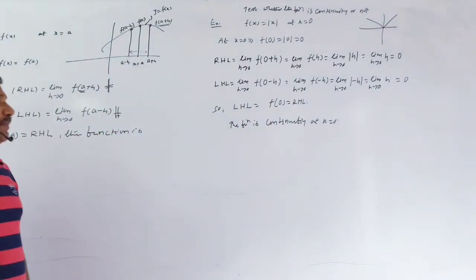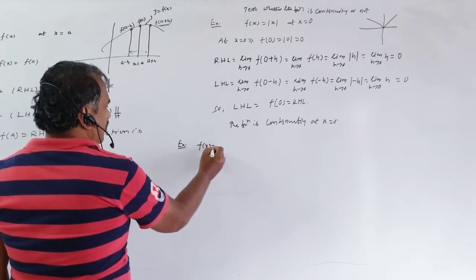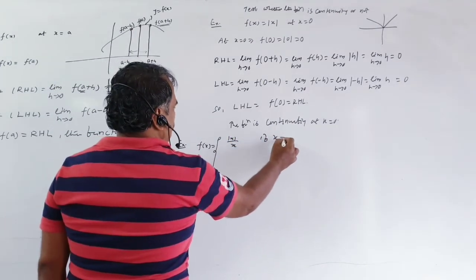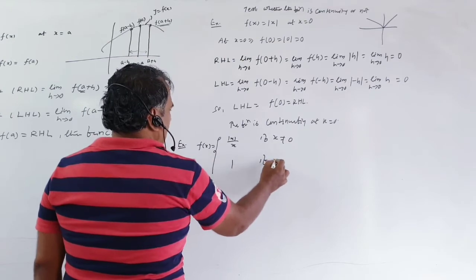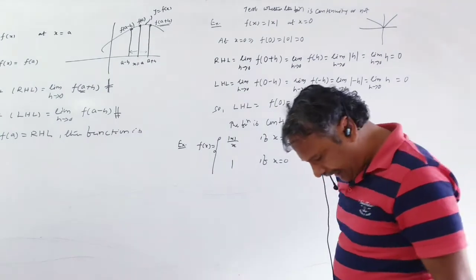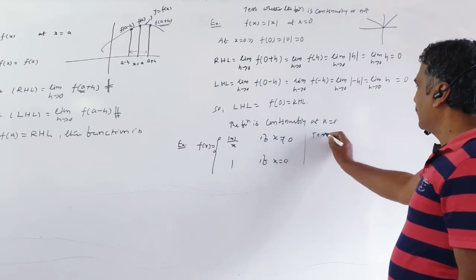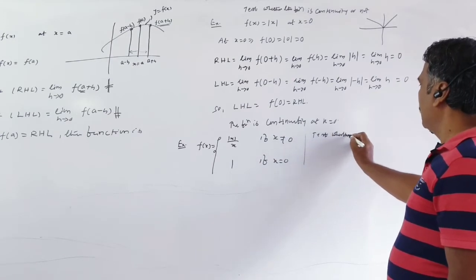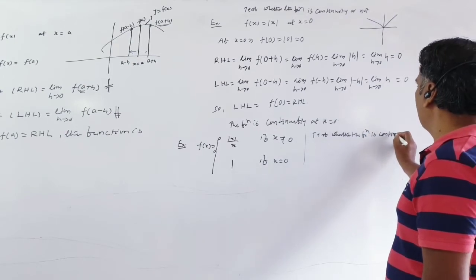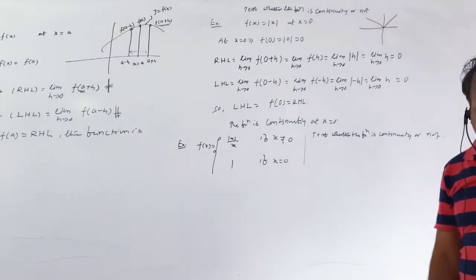Now another example: suppose f of x equals mod x by x if x is not equal to 0, and 1 if x equals 0. Test whether the function is continuous or not.